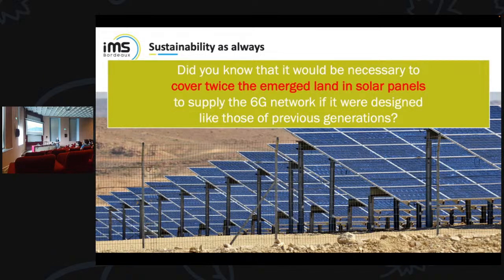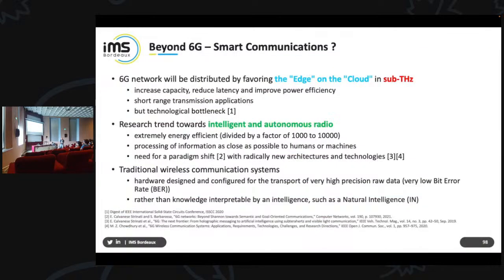But if I go on this way, like Greta Thunberg, for 7G, let's say to push the specification a little bit more, we need to cover twice the image length of solar panels to supply our future network in 2040. We cannot do that. Where are we going to live if we have solar panels everywhere? No. So we need to improve the efficiency again.